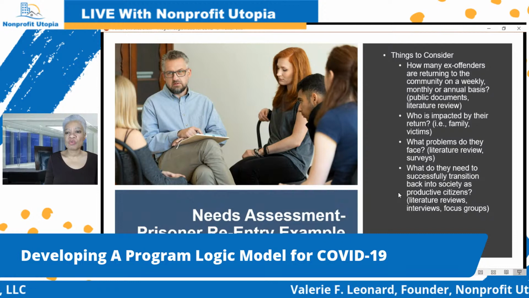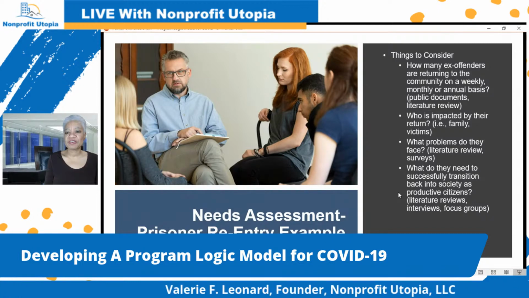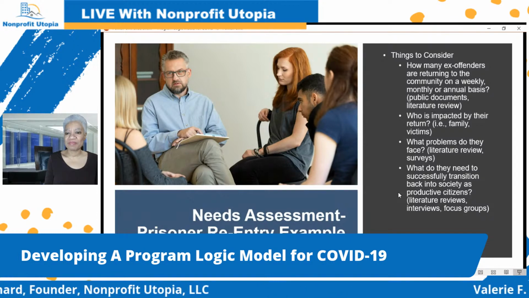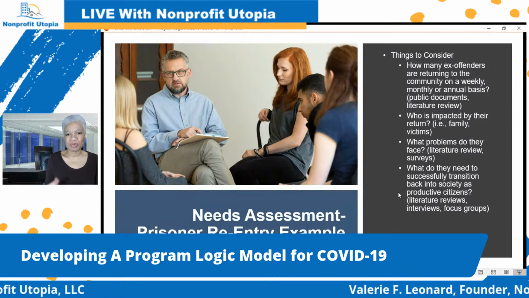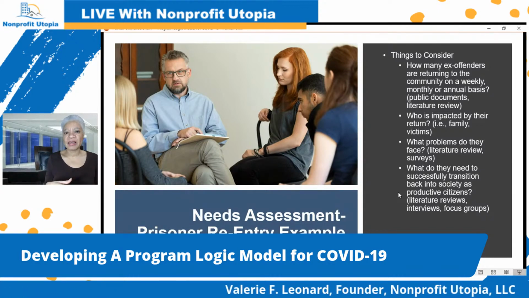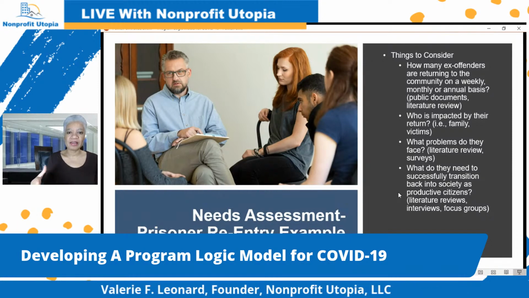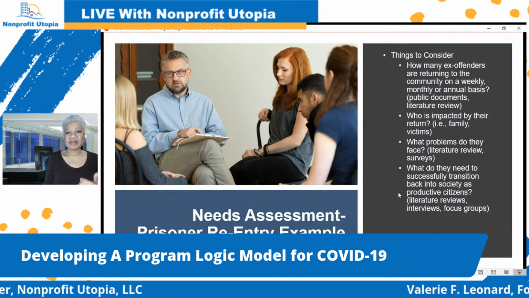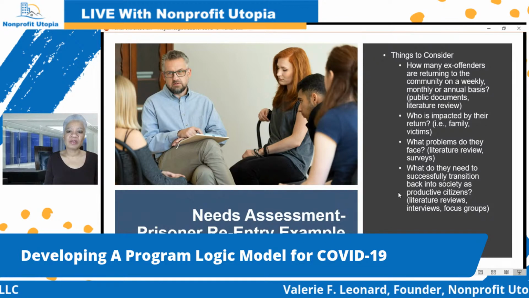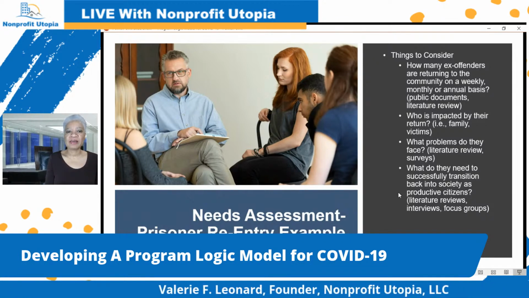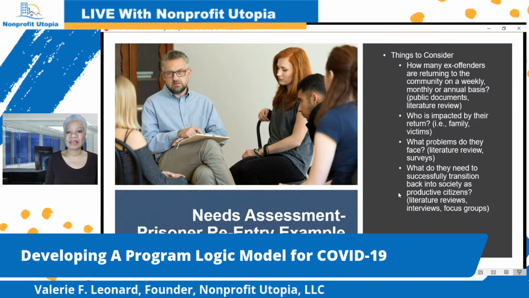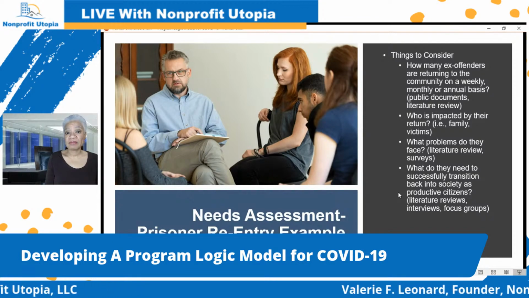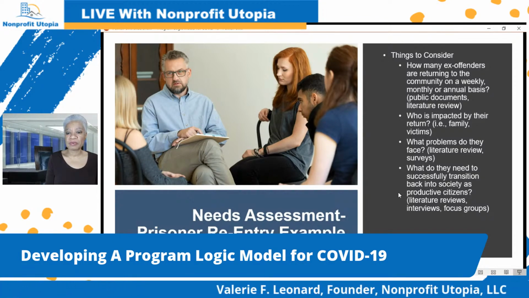And when you do that, you want to consider how many ex-offenders are returning to the community on a weekly basis, on a monthly basis, or even an annual basis. So you want to quantify this problem, right? And then after you quantify the number of people who are coming back, you also want to look at the impact that their coming home, so to speak, has on people in the community. How are they impacting their families? How are they impacting the people on the block? All right. How are they impacting the people that they victimized before going to prison?